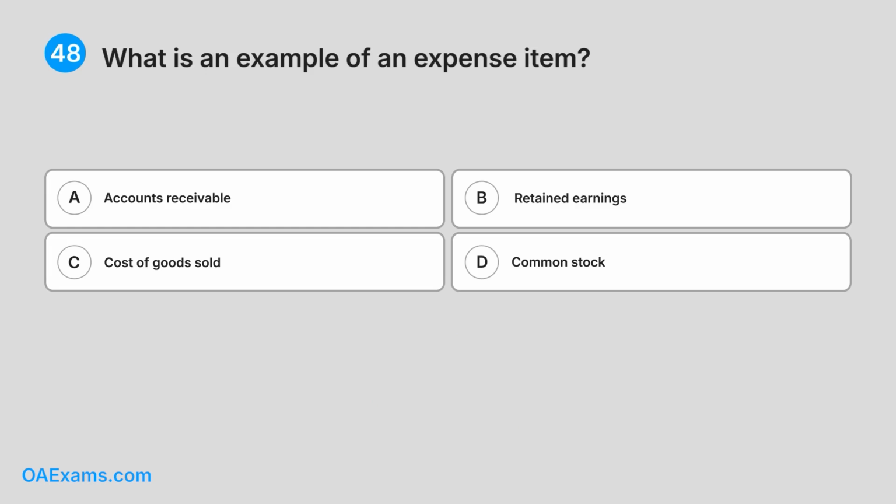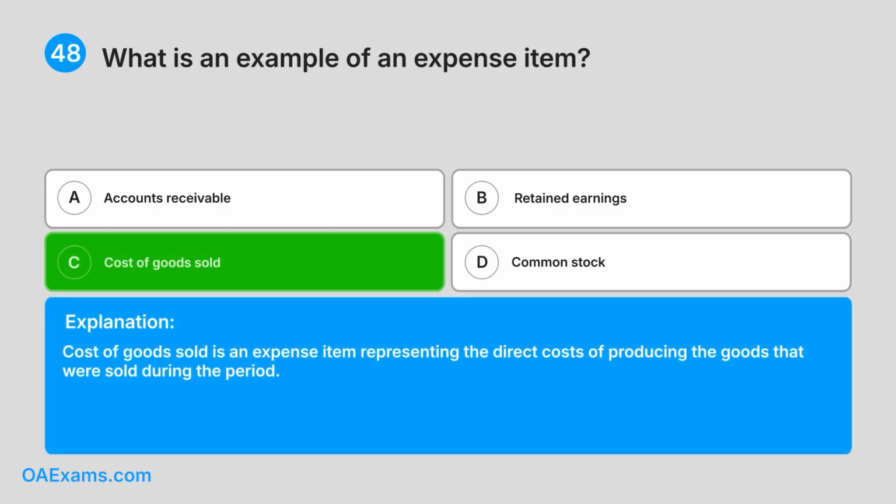Correct answer. C. Explanation. Cost of goods sold is an expense item representing the direct costs of producing the goods that were sold during the period.